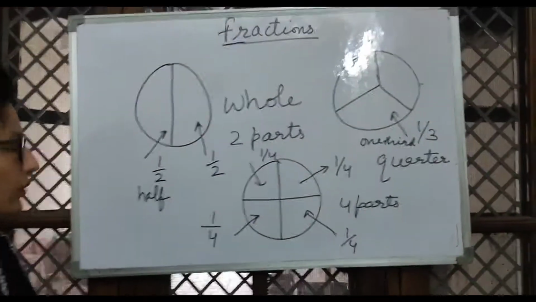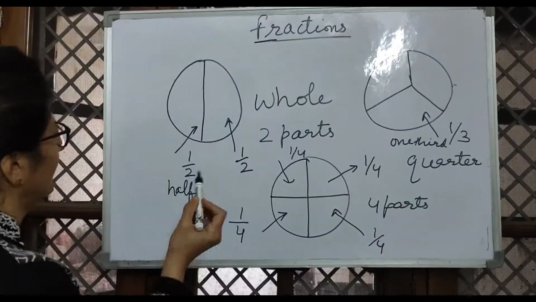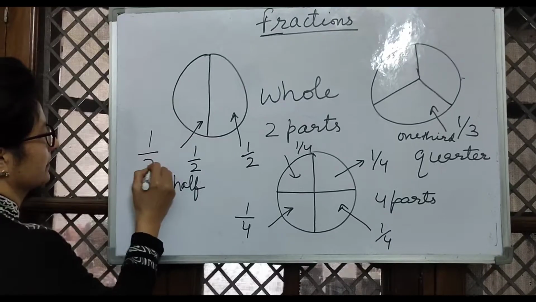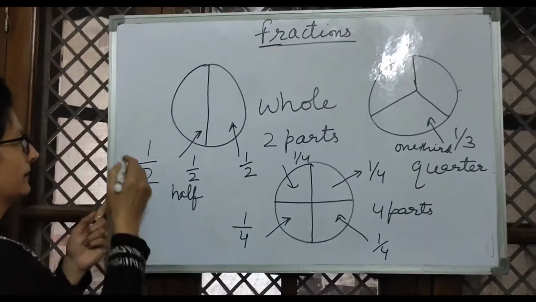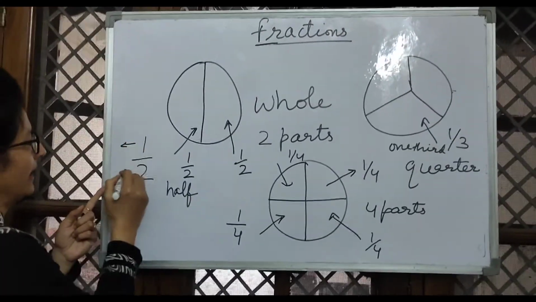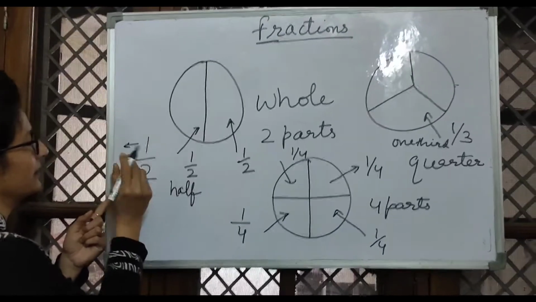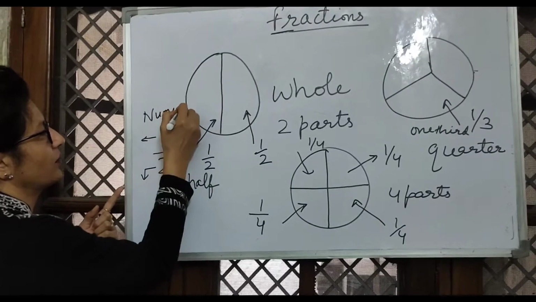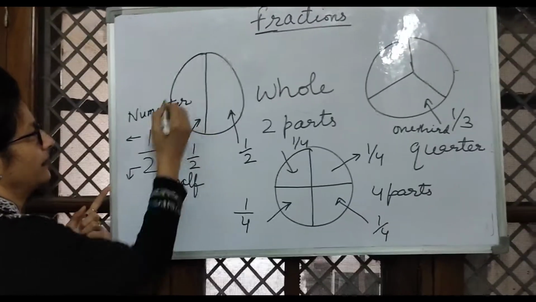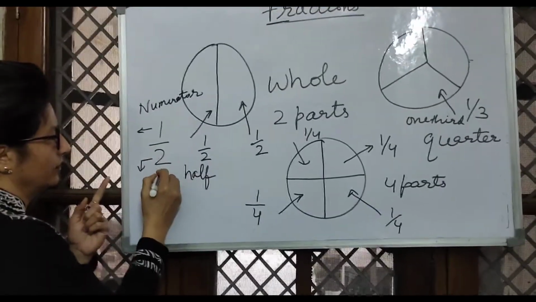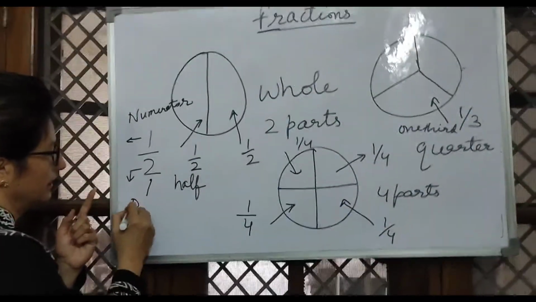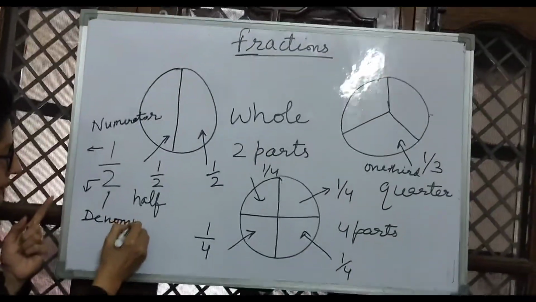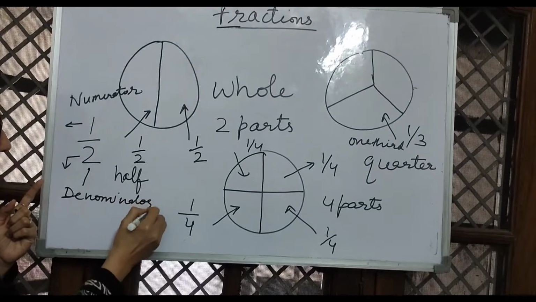Okay. Now if I am writing a fraction like this, it has 2 parts. First the upper part and second is the lower part, right? Upper part is known as the numerator of the fraction, right? And the lower part is known as the denominator. Okay.